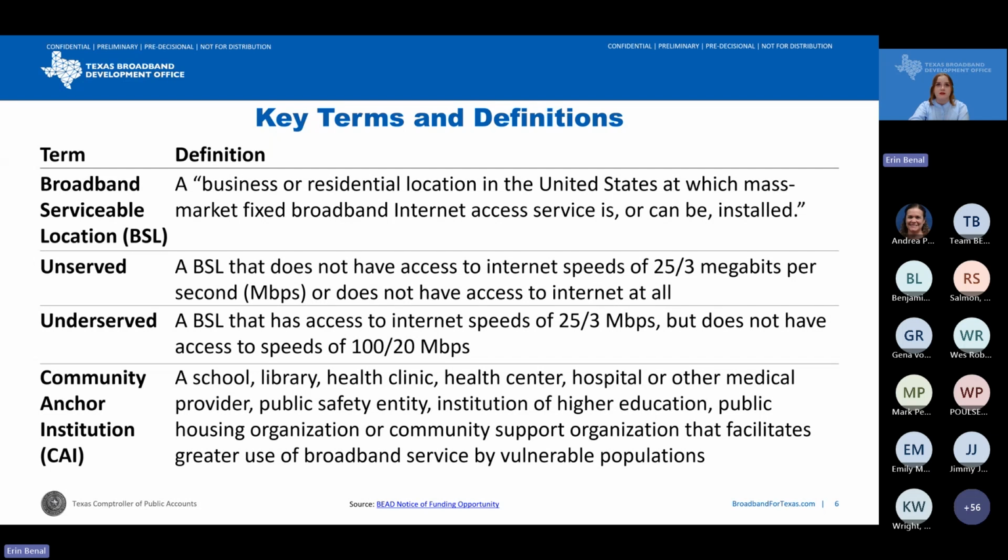An underserved BSL is a BSL that has access to internet speeds of 25 megabits per second over 3 megabits per second, but does not have access to speeds of 100 megabits per second over 20 megabits per second. A community anchor institution, or a CAI, is a school, library, health clinic, health center, hospital, or other medical provider, public safety entity, institution of higher education, public housing organization, or community support organization that facilitates greater use of broadband service by vulnerable populations.